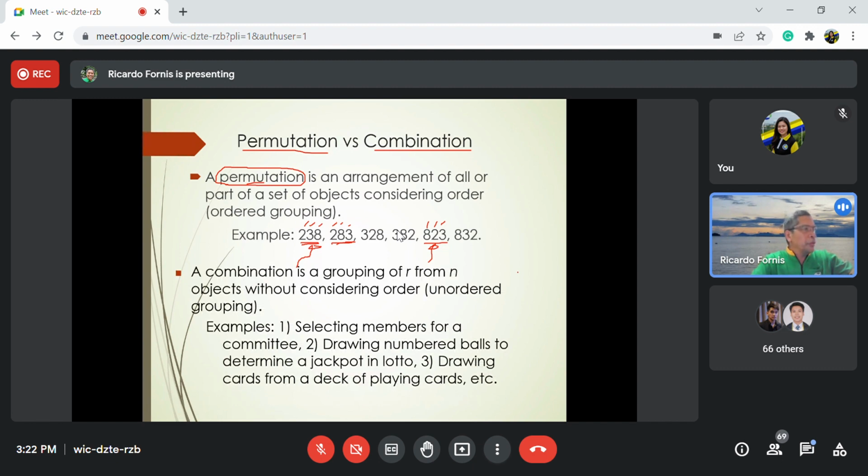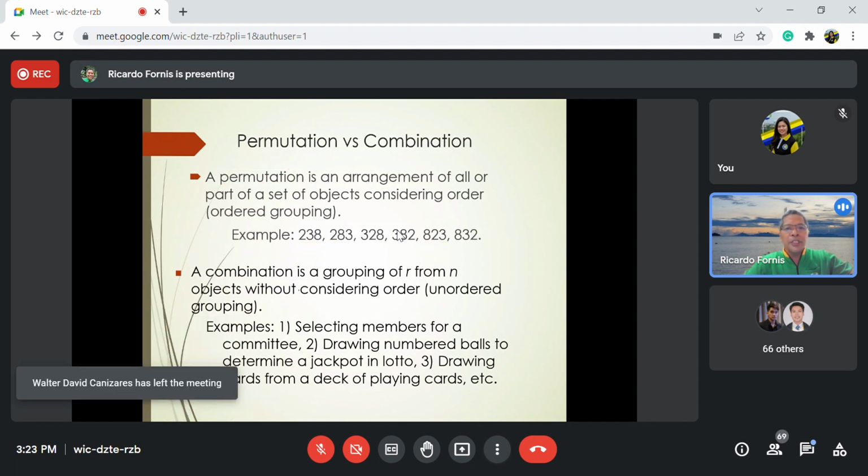A combination, on the other hand, is also a grouping of items or objects, but the order is not important. If we look at the above example, let me first erase the writings. If you say that 238 is not different from 823, then the 238 and the 823 would be considered the same group, then such grouping is a combination.